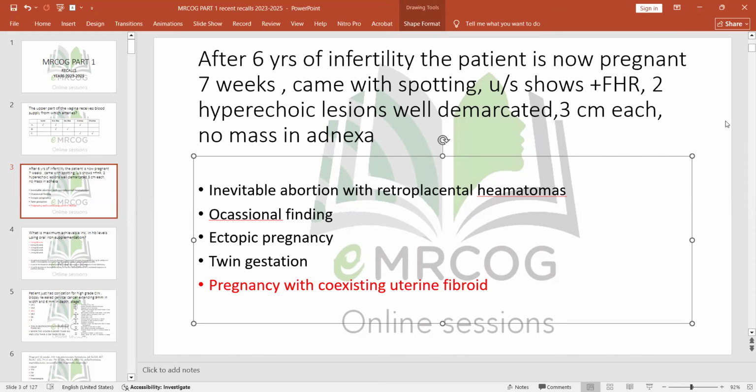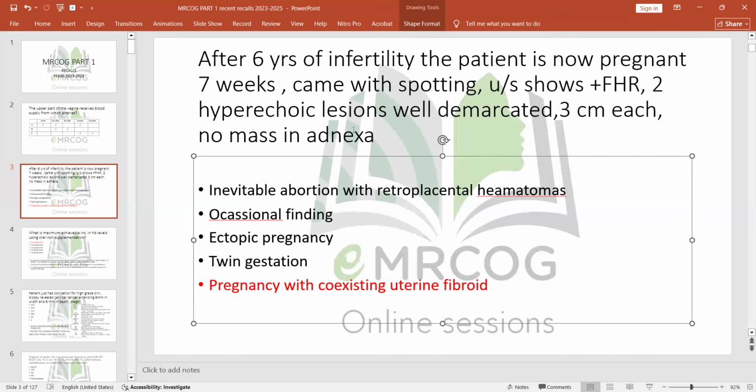Okay, could this be a twin gestation? No, a twin gestation means I'm going to see at least 2 sacs or 2 fetal masses. Even if one of them is not showing fetal heart pulsation, I don't care, but there must be 2 sacs or 2 fetal masses. So here, this is mainly 2 polyps.